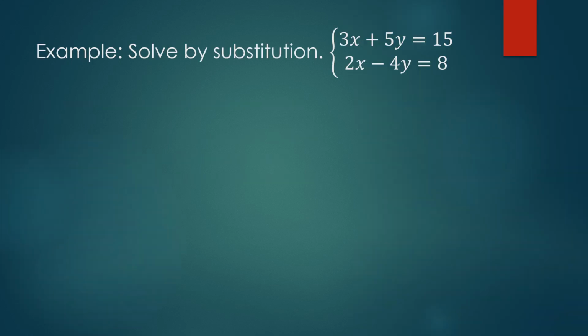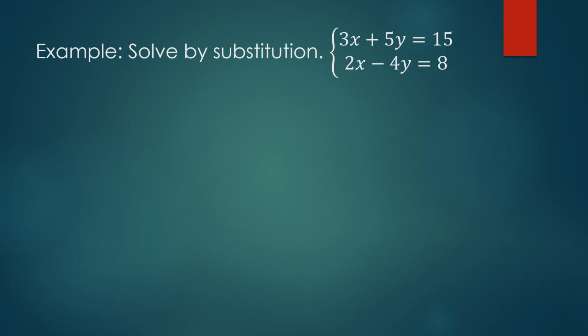So let's do a practice problem. Let's suppose we want to solve by substitution this system. Now, because we have two equations where neither equation is solved for one variable, we can choose which one we want to solve for. We can solve for either x or y in one of the equations to then replace into the other equation.